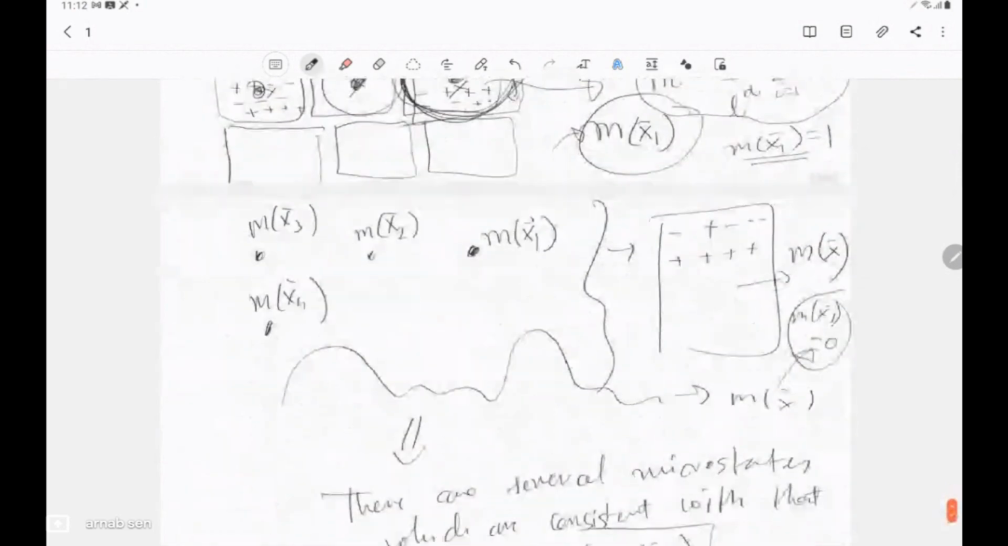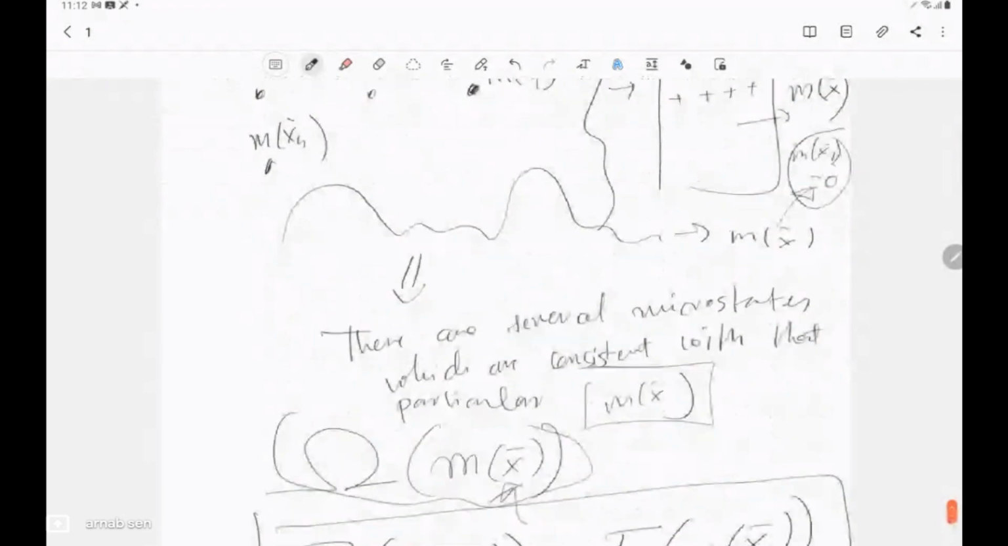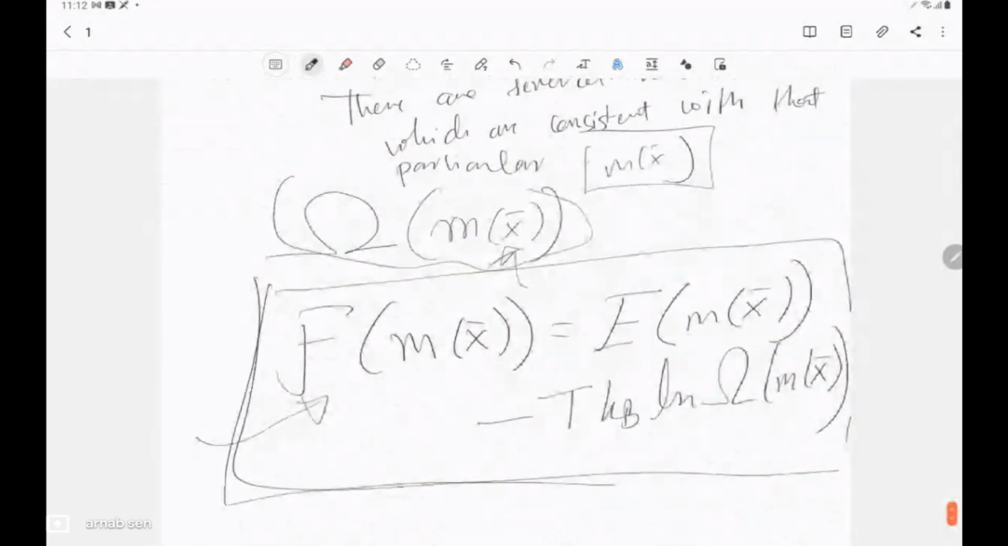And basically, given a coarse-grained m of x, there are several microstates which are consistent with that particular m of x. Okay, and that's basically what the Landau free energy is. It's like the partial free energy that you would have got if you just looked at those configurations which satisfy this problem.